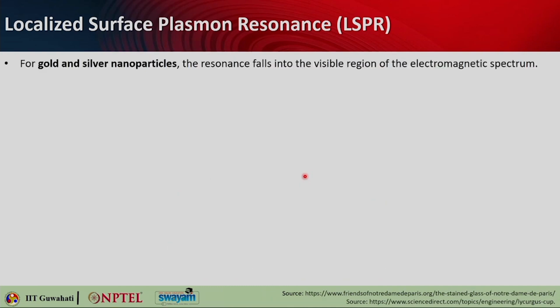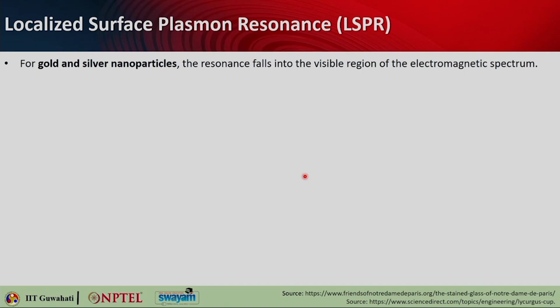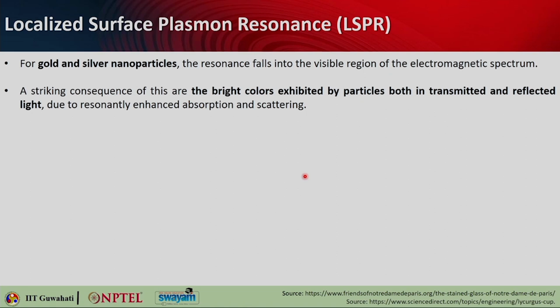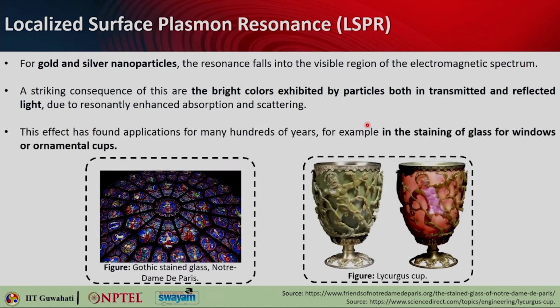Now, when you look at surface plasmon resonance, the plasmonic materials which are considered are basically gold and silver nanoparticles, because they are particularly interesting since their resonance falls in the visible range of the electromagnetic spectrum. So, you can see directly that the particles are able to transmit and reflect bright colors, which basically come from absorption and scattering, which are enhanced because of the resonance.